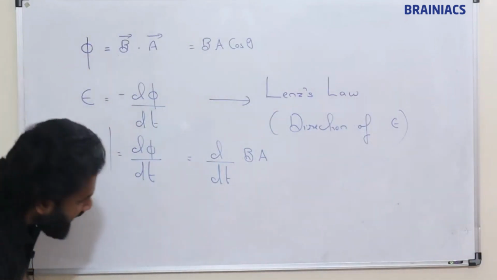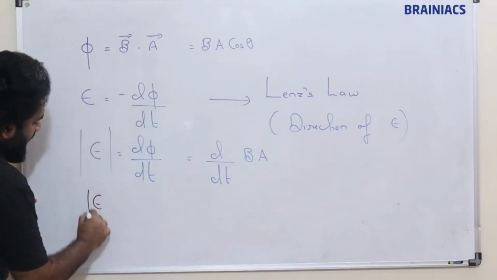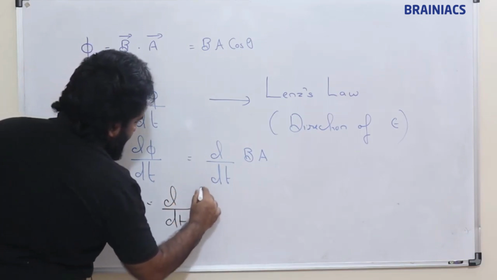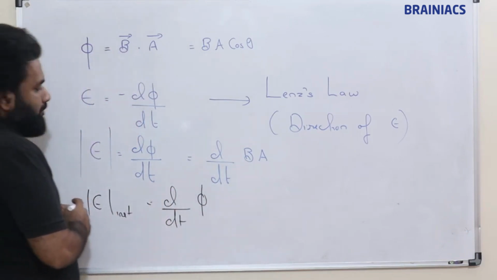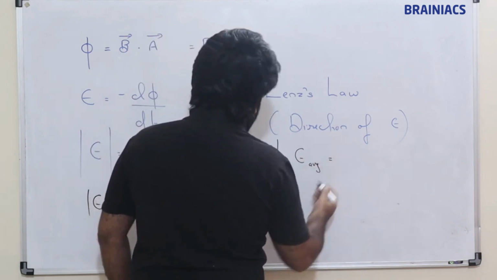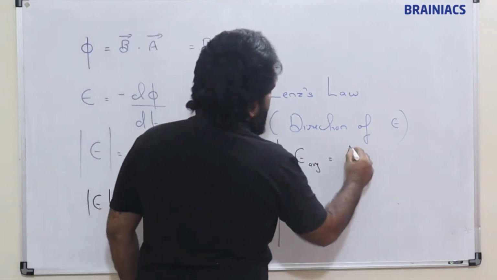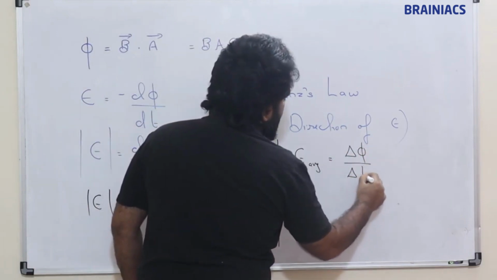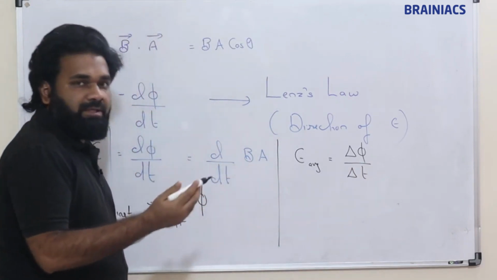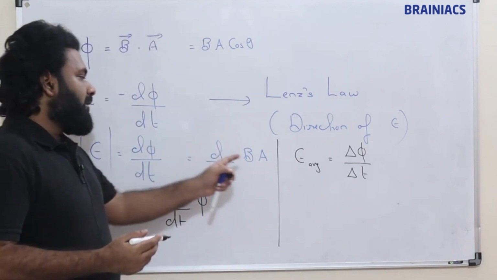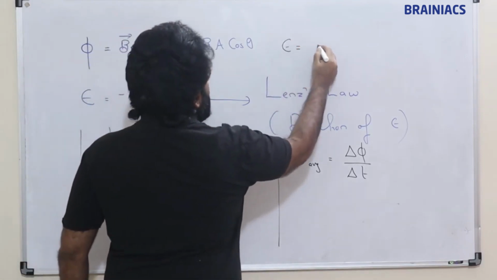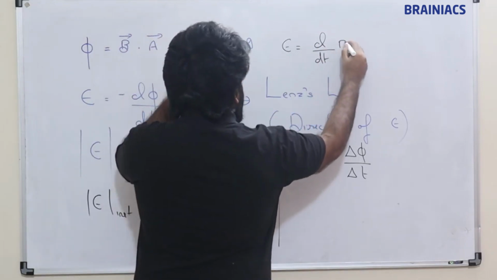Suppose we are trying to find the instantaneous value of the induced EMF, then what we do is d by dt of the magnetic flux. Otherwise, if we are trying to find E average, then instead of writing like this, we do delta phi divided by delta t. If the magnetic field changes, that also will cause induced EMF. If area changes, that also will cause induced EMF.